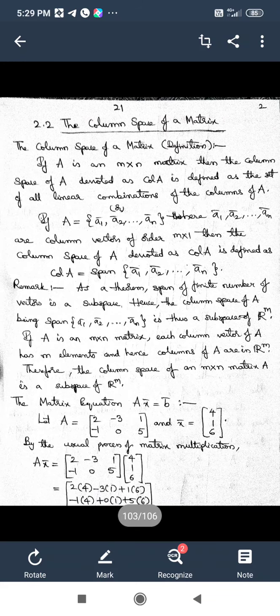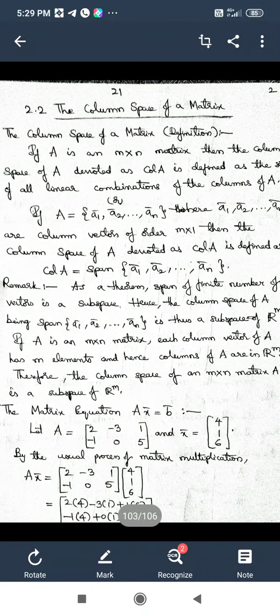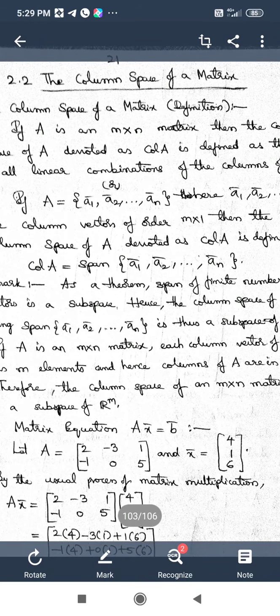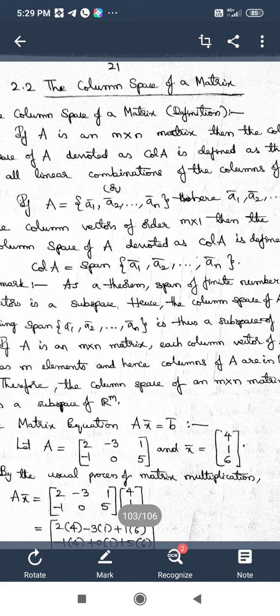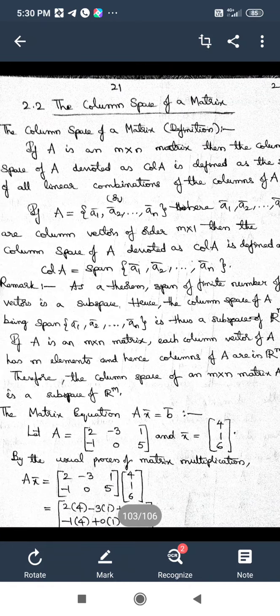So let us see how the usual process of matrix multiplication can be applied to get the resultant matrix of Ax bar. By seeing the orders, we could understand that the matrices A and x bar can be multiplied, as the number of columns of A is equal to the number of rows of x bar. And how can we multiply these two matrices? By just following the usual process of matrix multiplication. Let us see how it can be done.